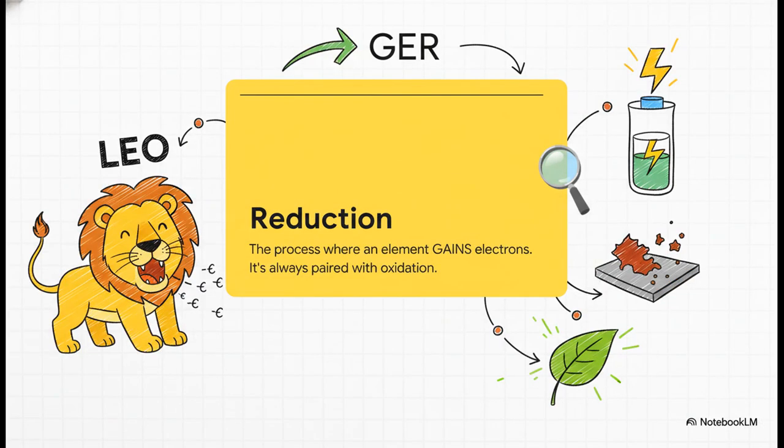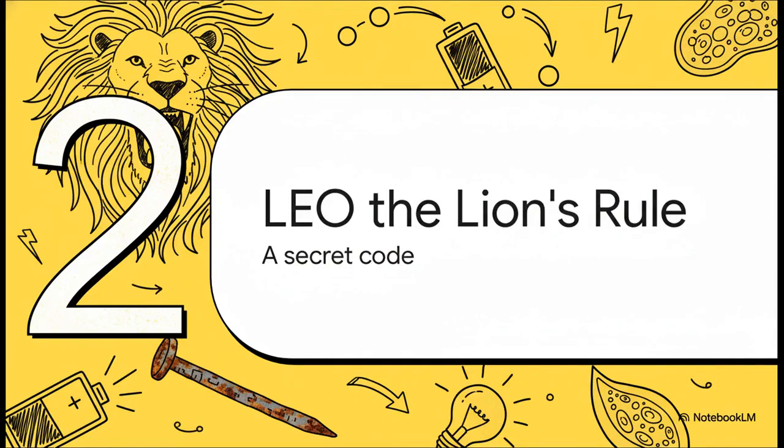And here's the other side of that coin, reduction. This is the process where an element gains those electrons that the other one just lost. And they always happen together. You literally can't have oxidation without reduction, or reduction without oxidation. One gives, the other takes. It's a package deal. Okay, so losing is oxidation, gaining is reduction. That can totally get jumbled up in your head.